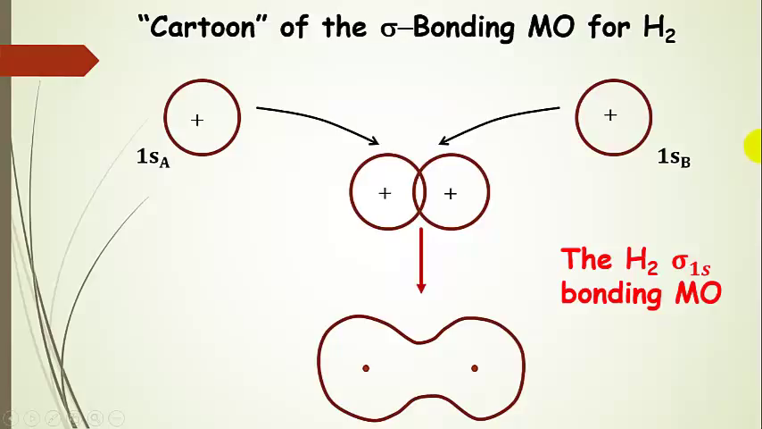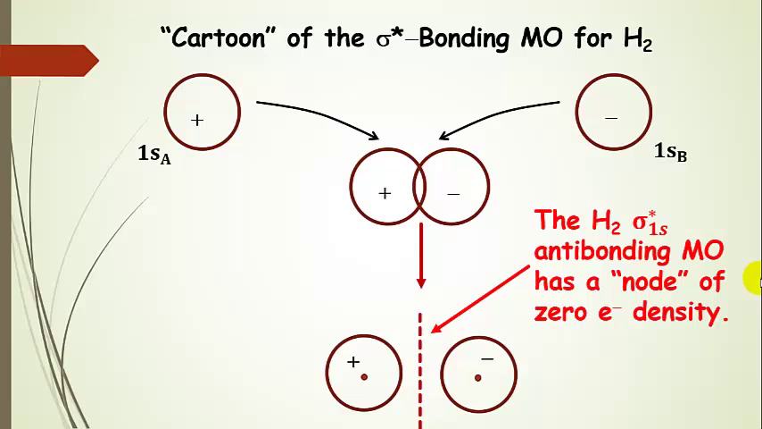Okay, so let's talk about forming the sigma bonding molecular orbital. Here we have the 1s for each of the hydrogen atoms, and notice that I have a plus in here. That just indicates the phase of the wave, so they're both the same. When we overlap these two atomic orbitals with the same phase, it results in constructive interference, and that's a good thing. That's lower in energy, and we have the molecular orbital formed where both electrons are delocalized over the entire molecule.